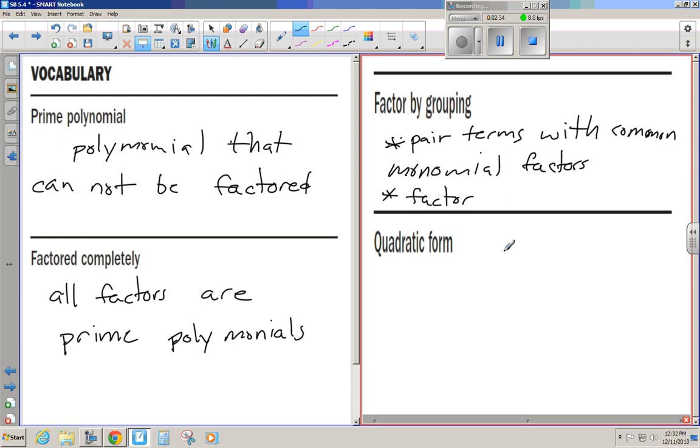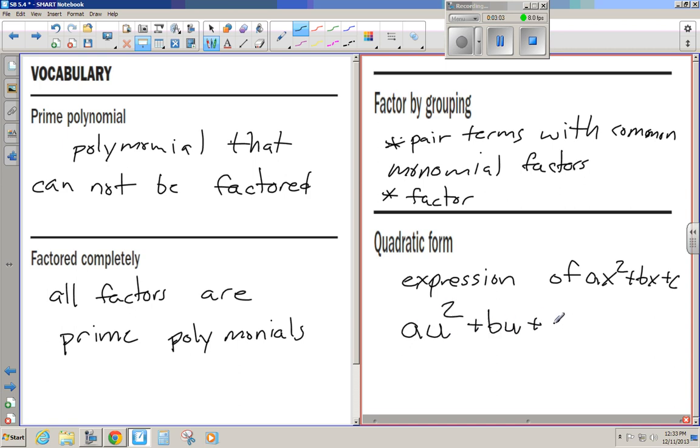All right. And quadratic form is an expression of the form ax squared plus bx plus c. All right, it's an expression of this type. It might be though that x we're going to replace. In the book it says au squared plus bu plus c, where u can be anything.